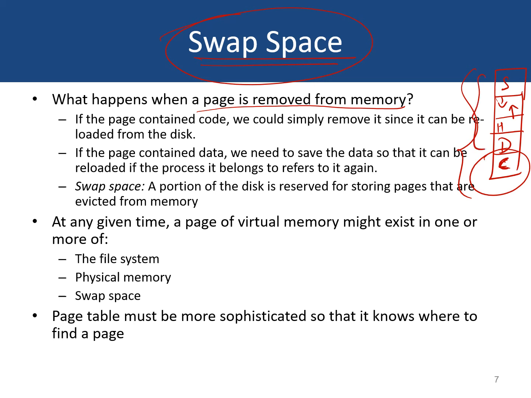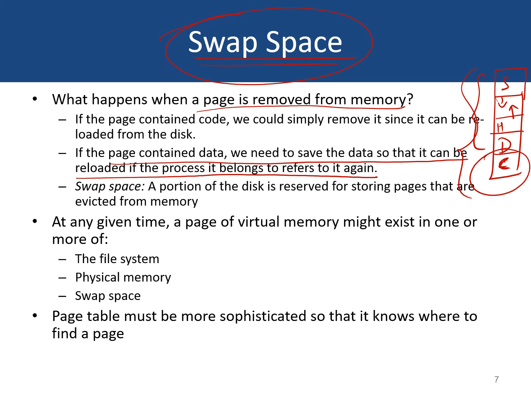However, the other sections, the stack, the heap, and the data, can be modified. They might have been modified during the execution of the program, and therefore when a page is evicted out, these sections need to be stored in the swap space. So if the page contains data, we need to save the data so that it can be reloaded in the process it belongs to if it refers to it again.